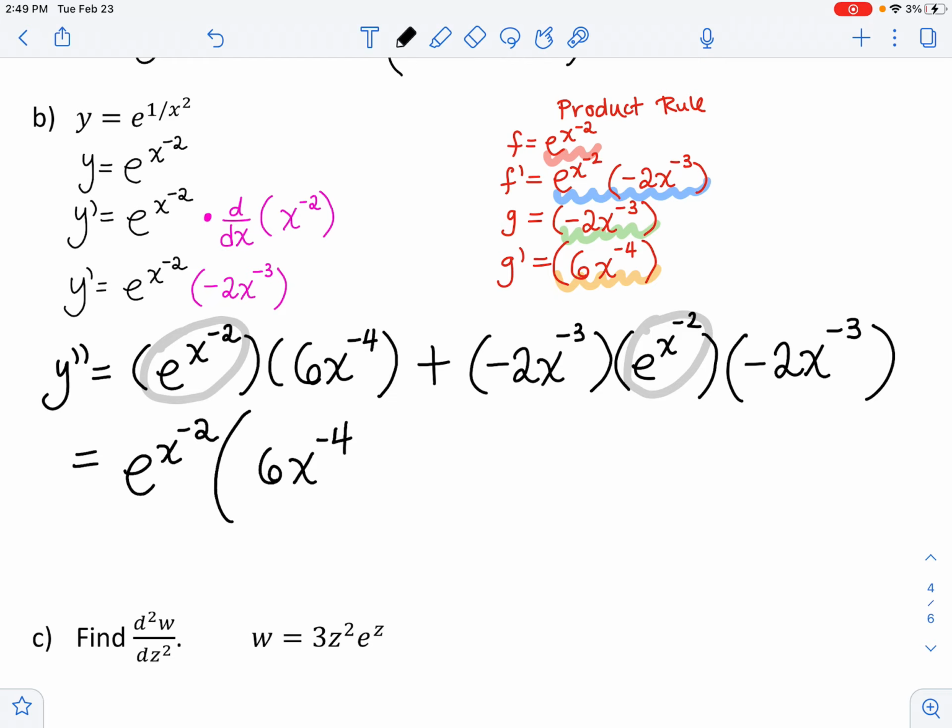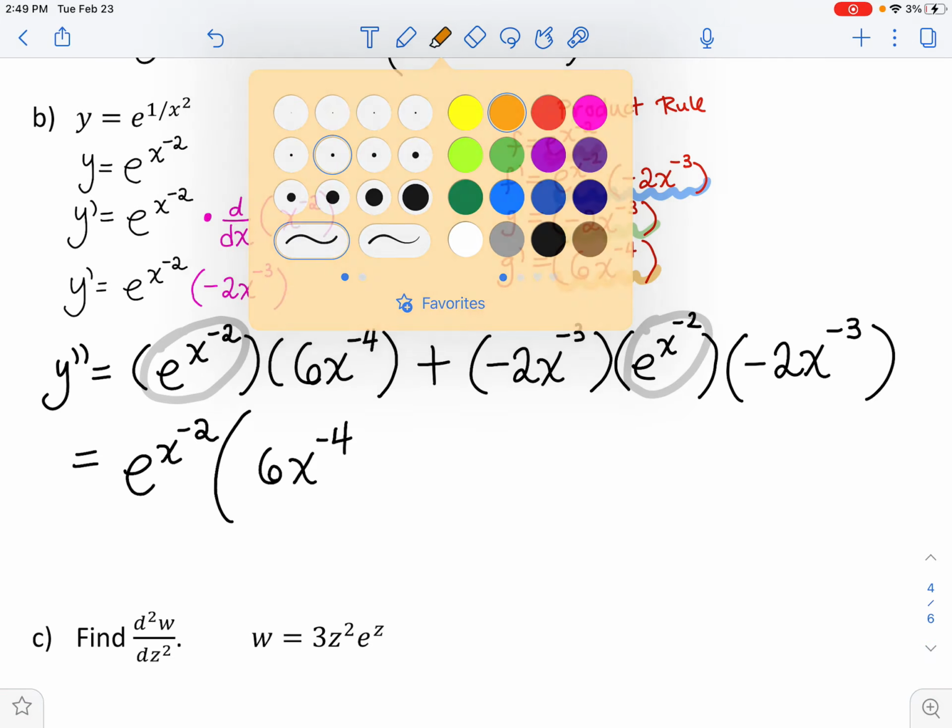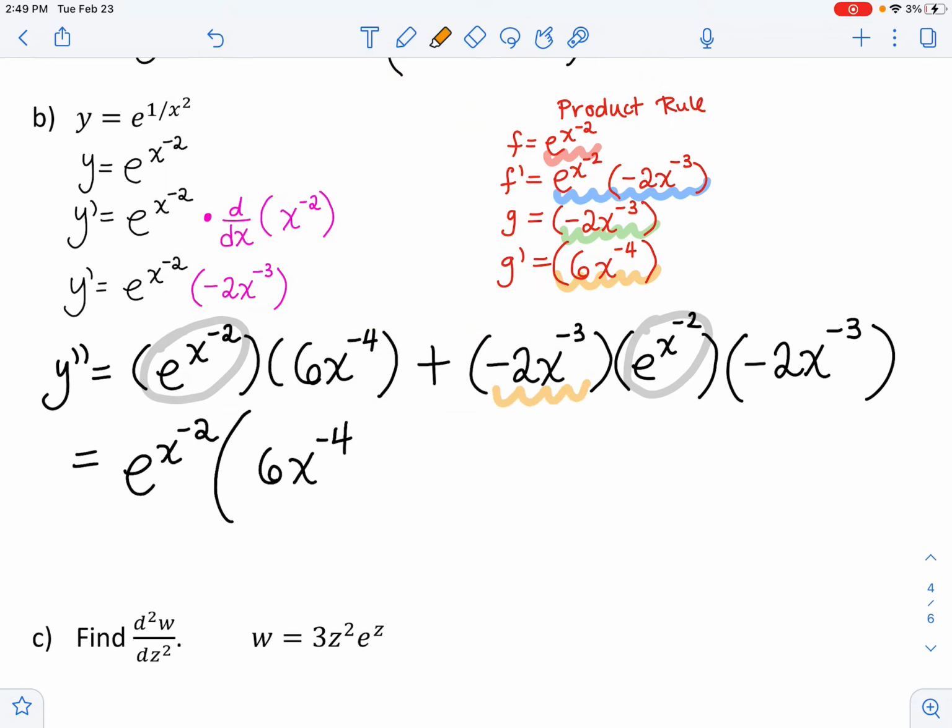And if you take a look at this part right here, we're going to have to multiply negative 2x to the negative third times negative 2x to the negative third. Oh, we're really squaring it, aren't we? So negative 2 times negative 2 is positive 4, right? But x to the negative third times x to the negative third will give us x to the negative 6. New power is negative 6.